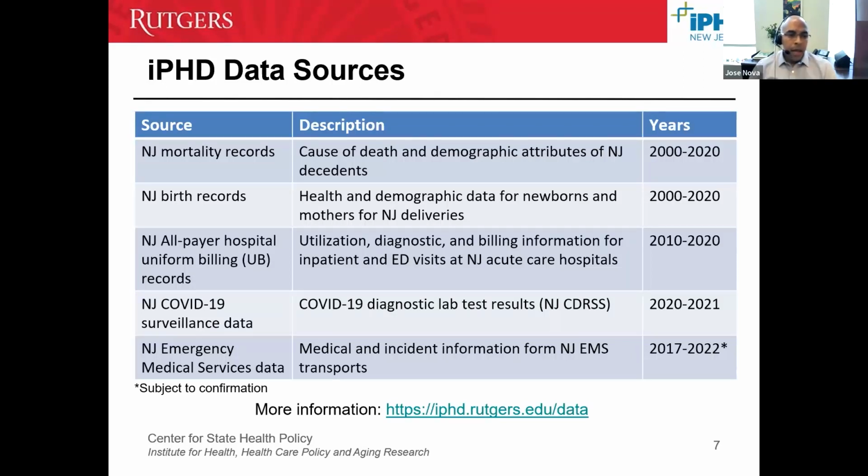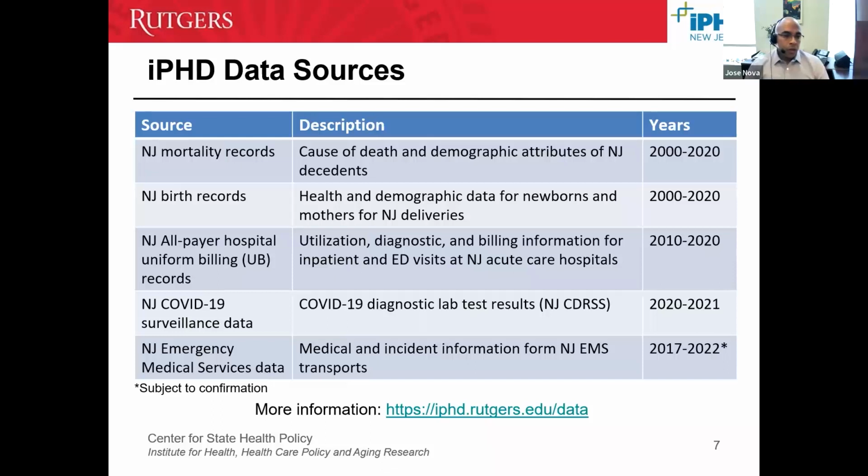We also have the NJ COVID-19 surveillance data. So this comes from the New Jersey Communicable Disease Reporting and Surveillance System. So this is COVID-19 related data, so essentially PCR tests. So some of the data elements include dates of illness onset, lab results, and other relevant information collected from public health partners statewide, including local health departments.